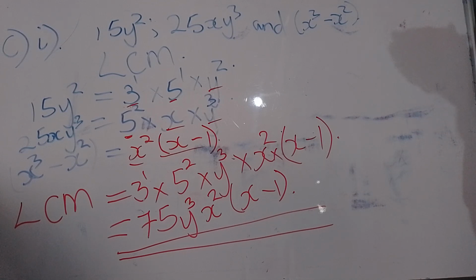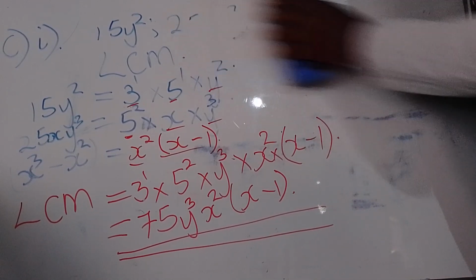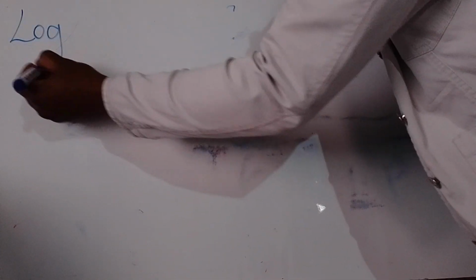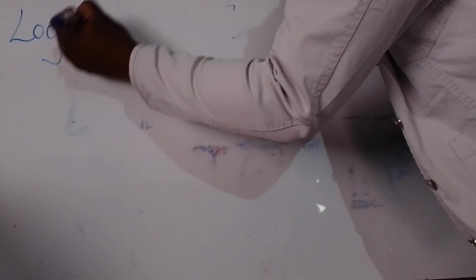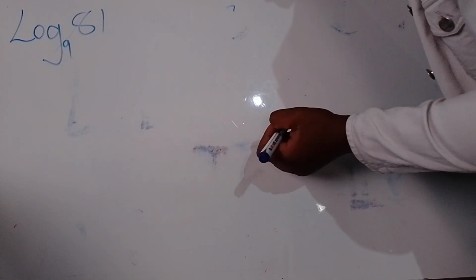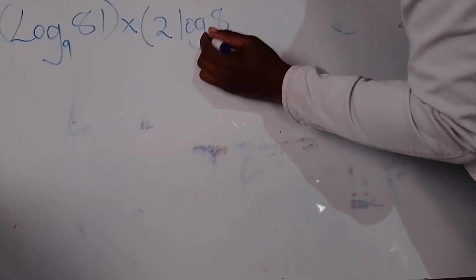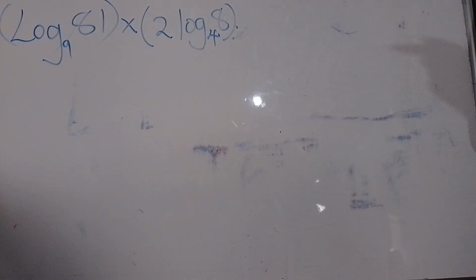Then we move on to C item 2. C item 2 reads, evaluate the logarithm of 81 to base 9 times the logarithm of 2 log 8 to base 4. Right.